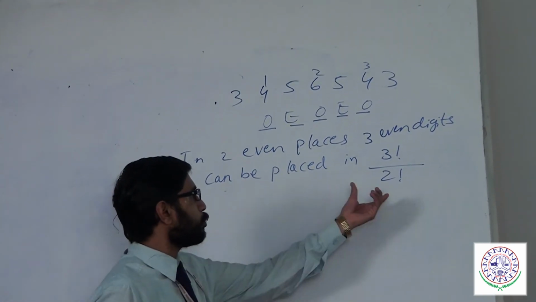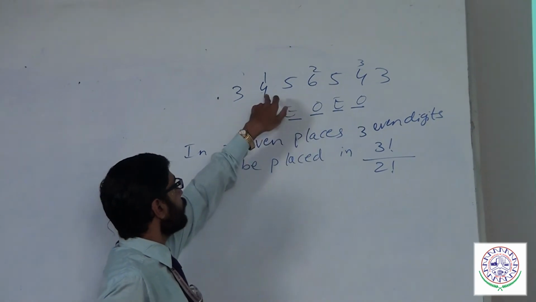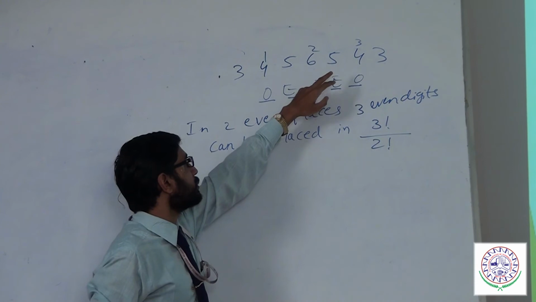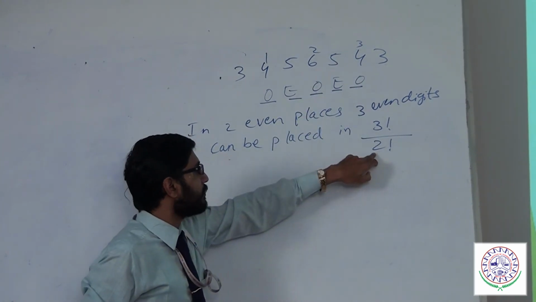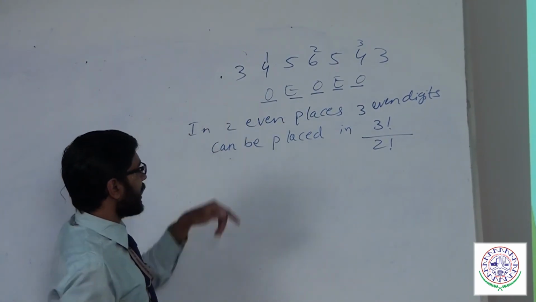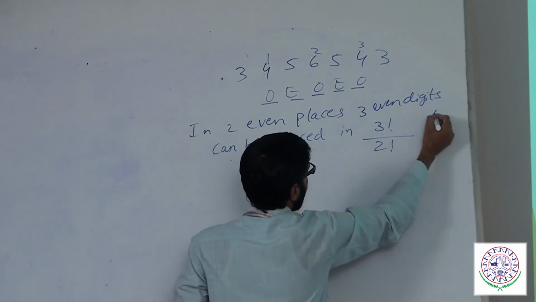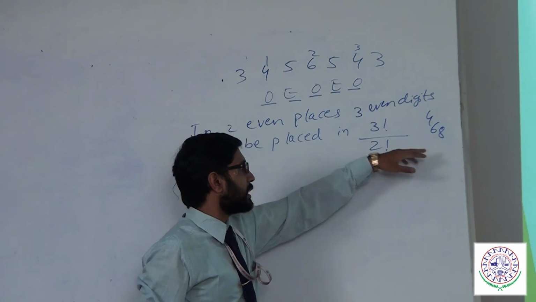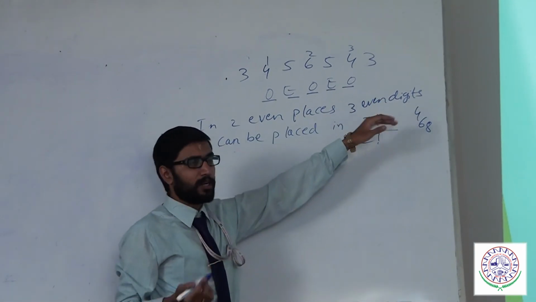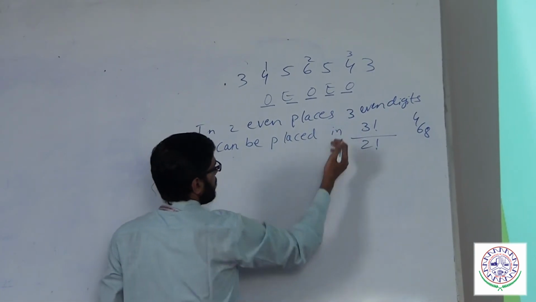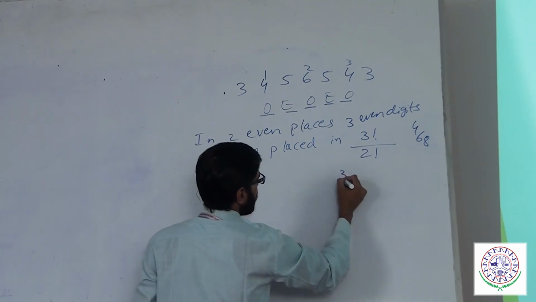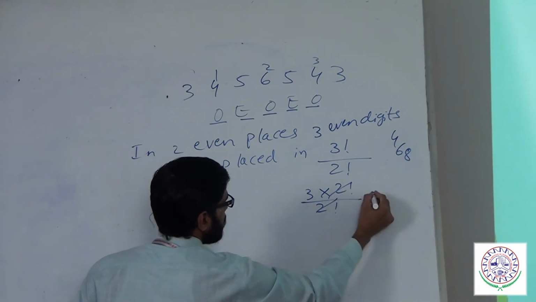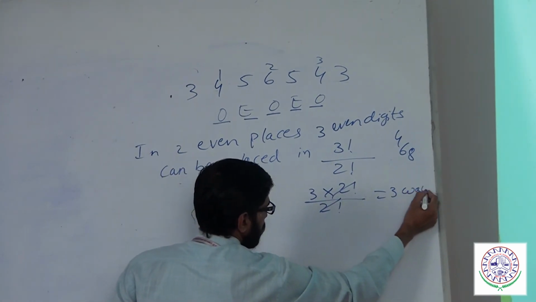Why am I dividing it by 2? Because in this, the digits are 4, 6, 4. Since 4 is repeated, I need to divide it by 2 factorial. If for example the even numbers are 4, 6 and 8, then there is no need to divide like this. Directly you can write it as 3 factorial ways. So 3 factorial divided by 2 factorial is 3 into 2 factorial divided by 2 factorial. So the 2 factorials get cancelled, this will be 3 ways.